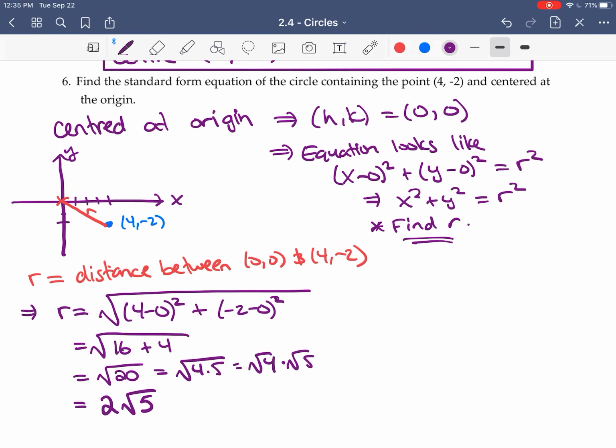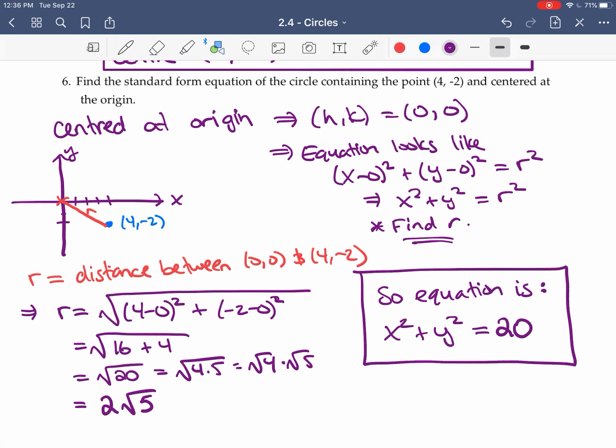Actually, I didn't need to do that because I want the radius squared. So our equation in standard form is going to be x squared plus y squared equals the radius squared, which you can take from here. So r squared is going to be 20. That's our equation that's centered at the origin and has radius square root of 20, so it goes through the point 4, negative 2. So that's just doing a few things with circles and their equations.